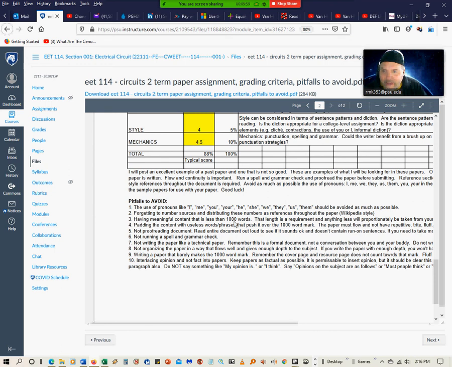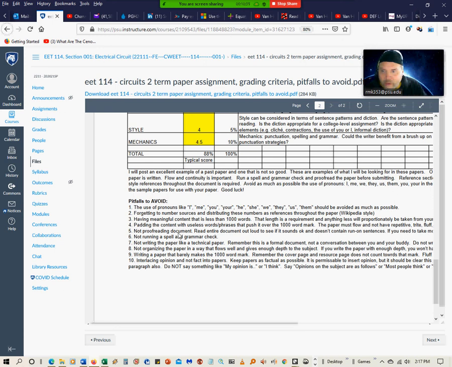Avoid having meaningful content less than 1,000 words. So length is a requirement. Anything less will proportionately be taken off your score. So if you give me a 500 word paper, you're going to get a 50% right off the bat. You don't want to do that. Don't pad the content with useless words and phrases that push it over the 1,000 word mark.